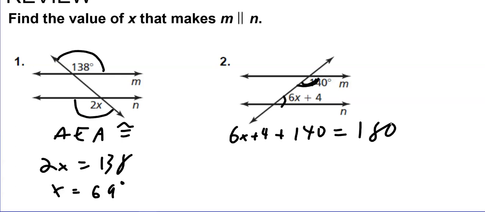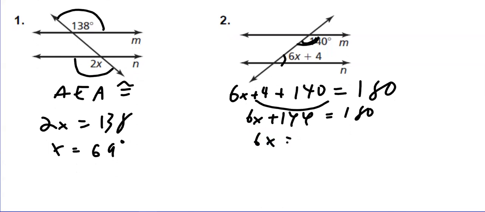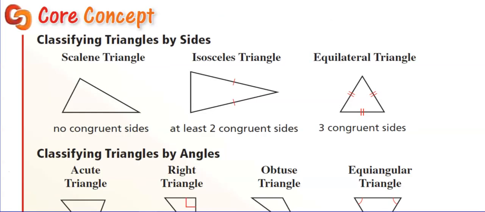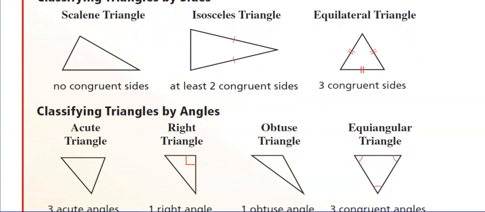So first thing I'm going to do is add these two together and simplify the left side. 6x plus 144 equals 180. Now I'm going to subtract 144. So 180 minus 140 is 40, minus another 4, that will give me 36. Now I divide by 6, and I get 6. All right, and I can check that real quickly. If I plug this in, 6 times 6 is 36, plus 4 is 40, 140 plus 40 equals 180. Good to go.